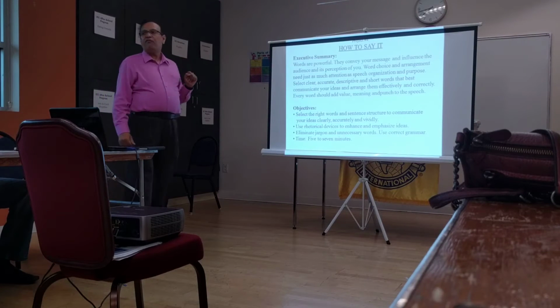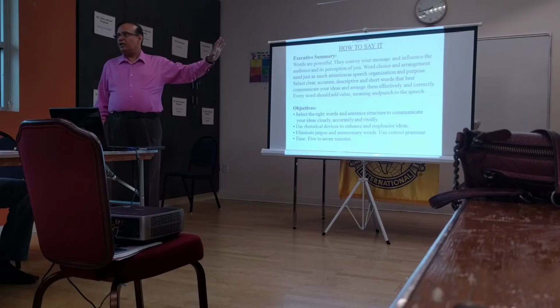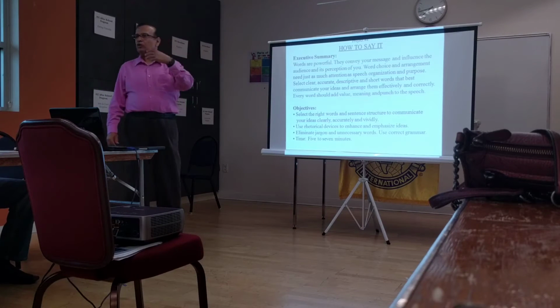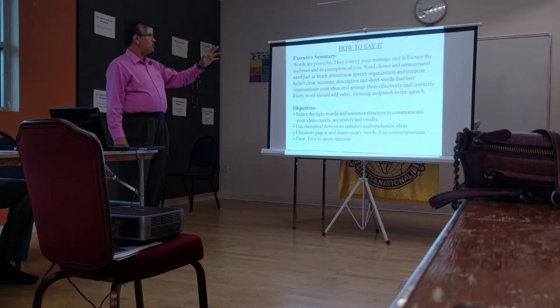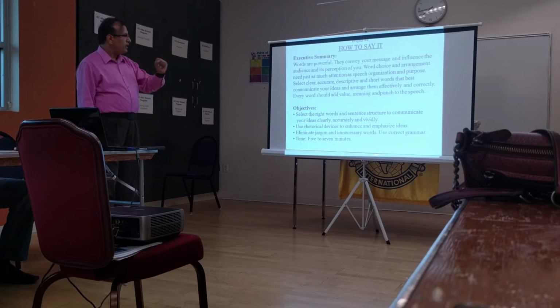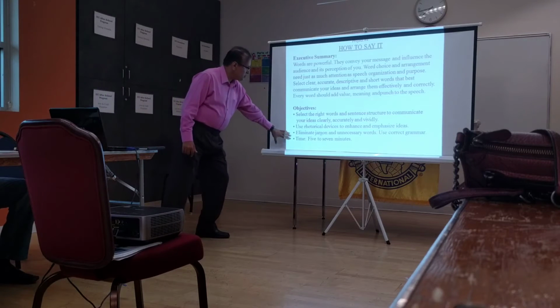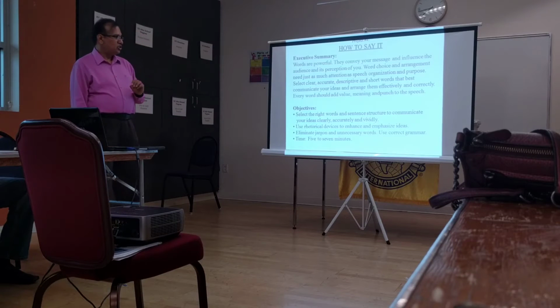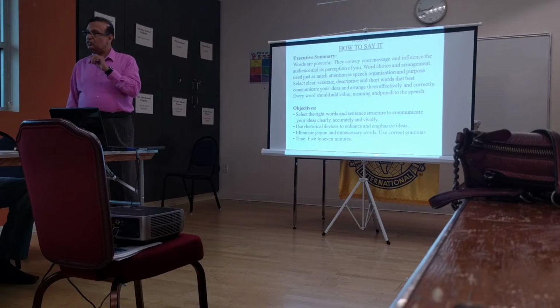Here's an example of Project 4. First is an executive summary. Project 4 is How to Say It. The executive summary says, words are powerful, they convey your message, influence the audience, and so on. Here are the objectives. Select the right words and sentence structure to communicate your ideas clearly, accurately, and vividly. So that's the first objective.